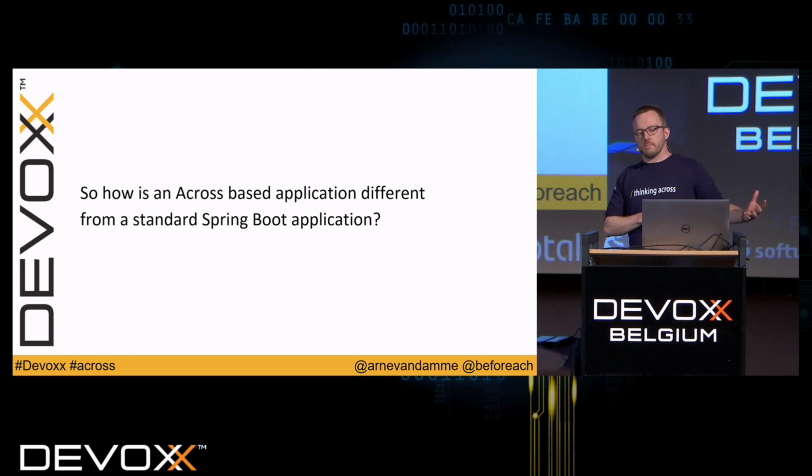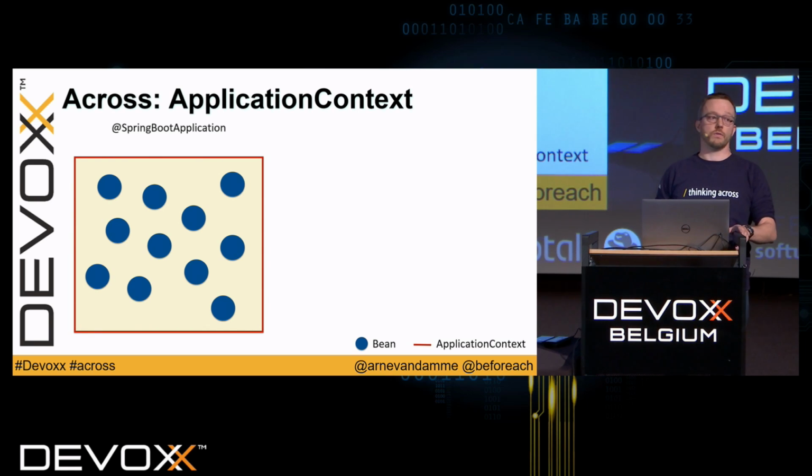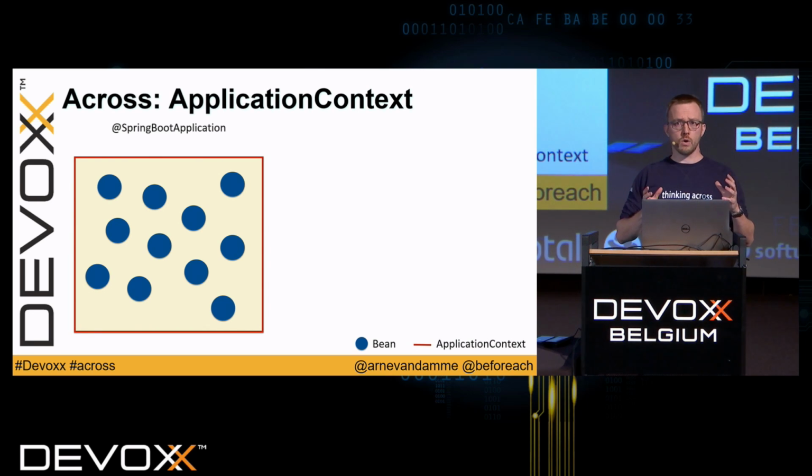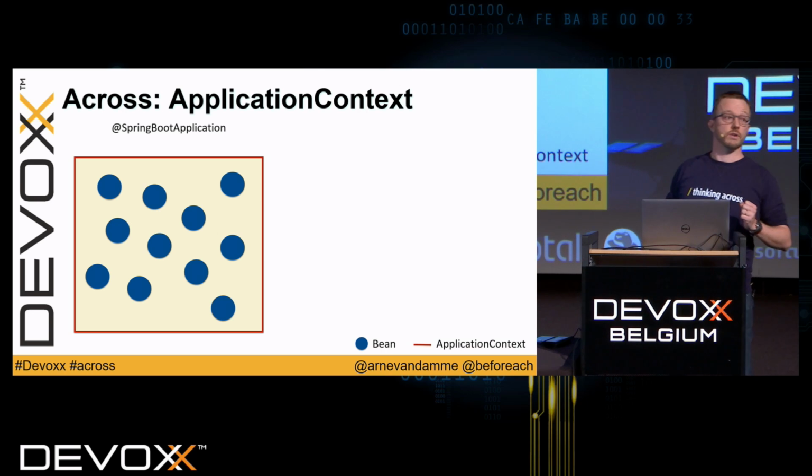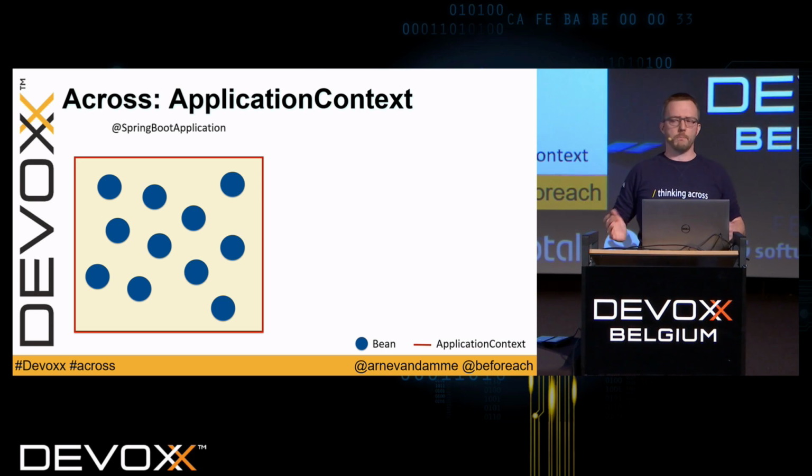So I mentioned Spring Boot, but then how is an Across-based application different from a standard Spring Boot application? And it's different in some important ways. To explain that, we need to zoom in a little bit on the Spring application context. Now, your classic, typical Spring Boot application has a single class as a starting point annotated with @SpringBootApplication. What happens when you start the application is an application context gets created. That's the red box over there. And you load all your beans, components, services. They all get instantiated in that application context. That's the blue dots. So basically, simplified, a Spring Boot application is a single application context with everything in it.